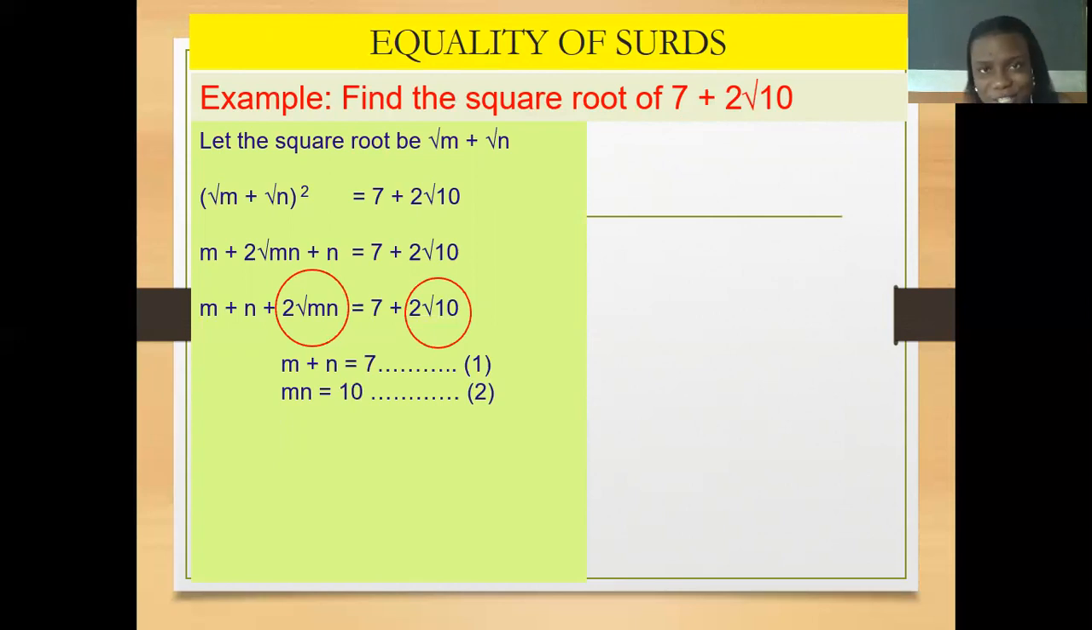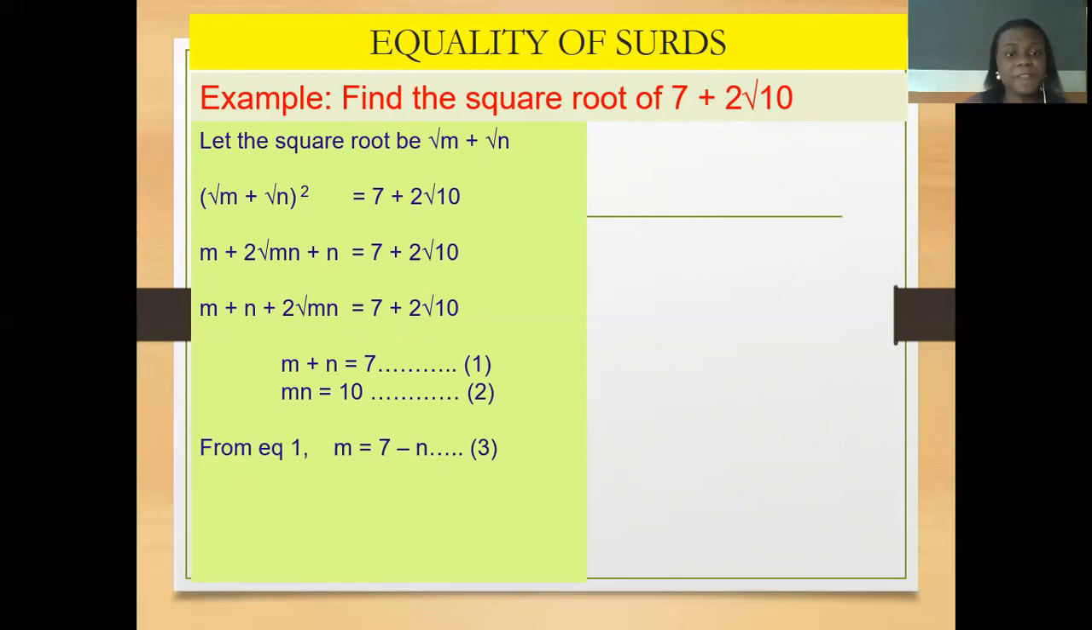So we have 2 equations. You can see what proving the equality of surds helped us to find. So we have 2 equations now, and then we can move on. From equation 1, if you take n to the other side, you have 7 minus n. M is equal to 7 minus n. That can be called our equation 3 now.